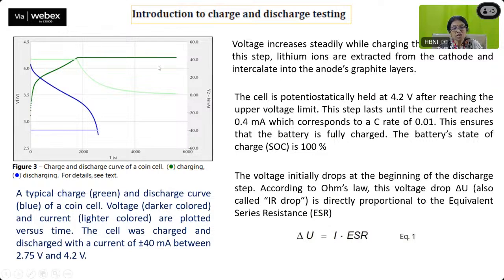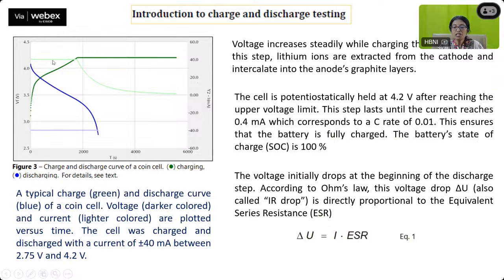And then the cell is potentiostatically held at 4.2 volts after reaching the upper voltage limit. This step lasts until the current reaches 0.4 milliamperes, which corresponds to a C rate of 0.01. And this ensures that the battery is fully charged. The battery state of charge at this particular point is 100%.